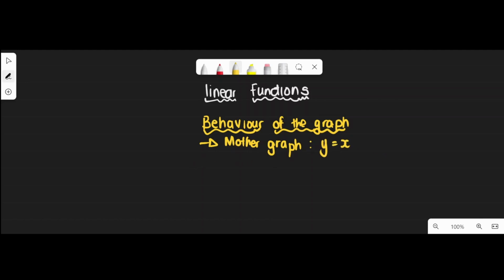Then we have something called what? The standard graph. And that is what? y = ax + q. To know the behavior of the graph, the first thing that we need to look at is the effect of a and the effect of q.